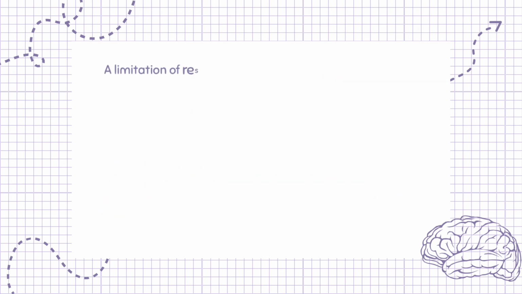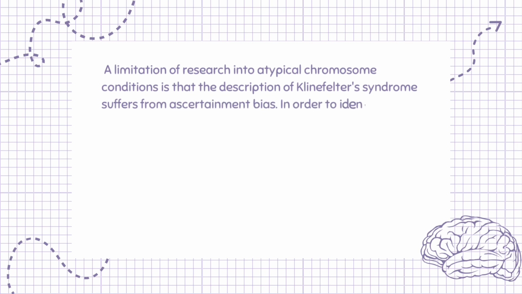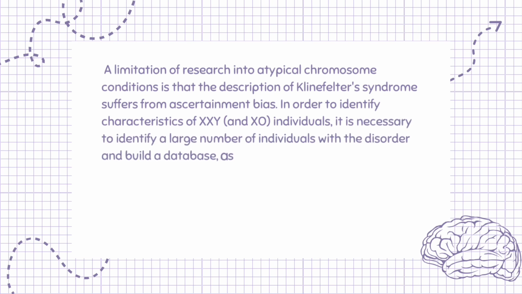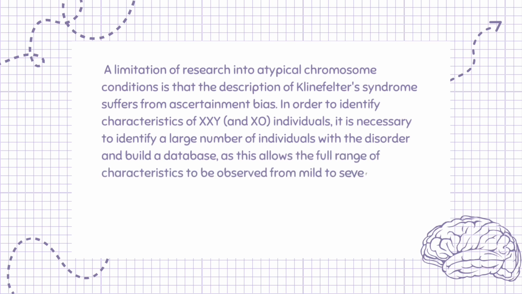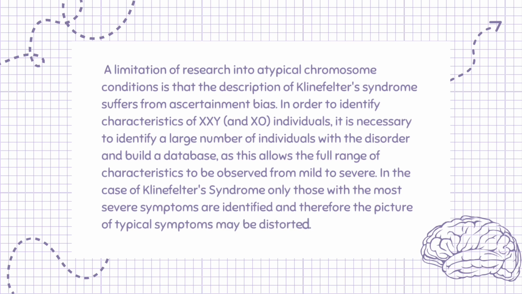A limitation of research into atypical chromosome conditions is that the description of Klinefelter's syndrome suffers from ascertainment bias. In order to identify characteristics of XXY and XO individuals, it is necessary to identify a large number of individuals with the disorder and build a database, as this allows the full range of characteristics to be observed from mild to severe. In the case of Klinefelter's syndrome, only those with the most severe symptoms are identified, and therefore the picture of typical symptoms may be distorted.